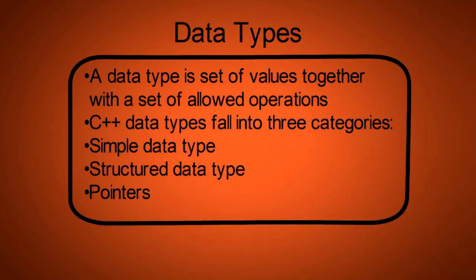Data types. A data type is a set of values together with a set of allowed operations. C++ data types fall into three categories: simple data type, structured data type, and pointers.